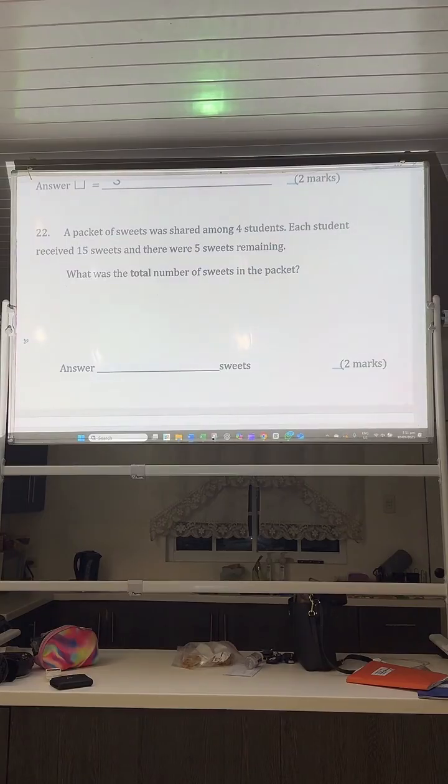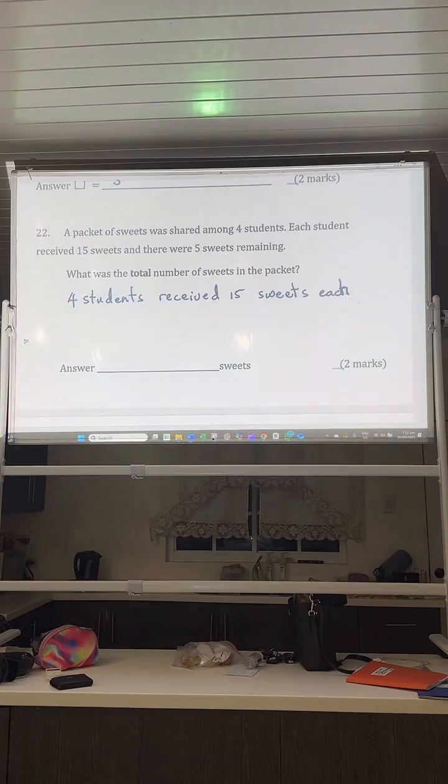So we had 4 students, each receiving 15 sweets. In order to find out how many sweets we have in total, what do we need to do here? 15 multiplied by 4. 4 students, 15 sweets each. You can do 15 multiplied by 4. You can actually do 15 plus 15 plus 15 plus 15. I know it's a completely different way. Whichever one you are comfortable with.